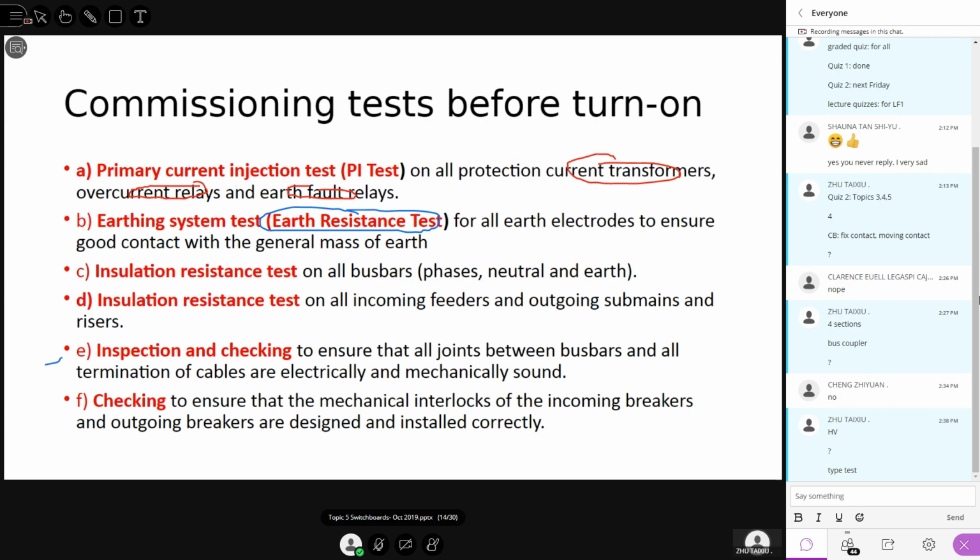Okay. Then you also have to do inspection and checking. Basically, it is to ensure that all joints between bus bar and all termination of cables are electrically, mechanically sound. Basically, put it simply, electrically conductive, mechanically strong. Okay, so that's the inspection. Then also checking to ensure the mechanical interlocks of the incoming breakers and outgoing breakers are designed and installed correctly. So this is for interlocking system.